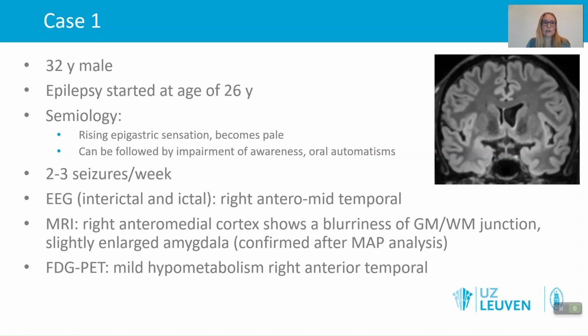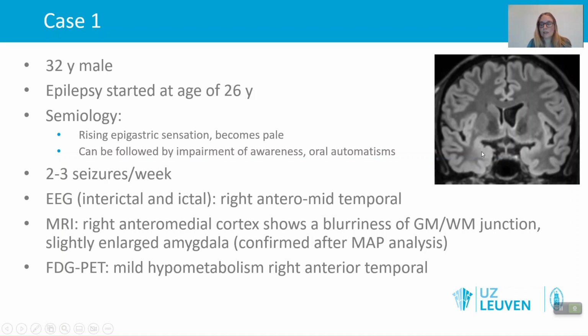This is a 32-year-old male with epilepsy that started at the age of 26. He describes the semiology of his seizures as a rising epigastric sensation. He will become pale, and it can be followed by impairment of awareness, oral automatisms, or some other movement. The seizures happen two to three times a week. Interictal and ictal EEG point to the right antero-mid-temporal cortex.